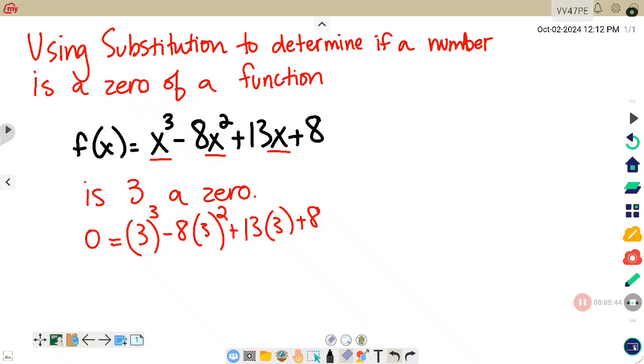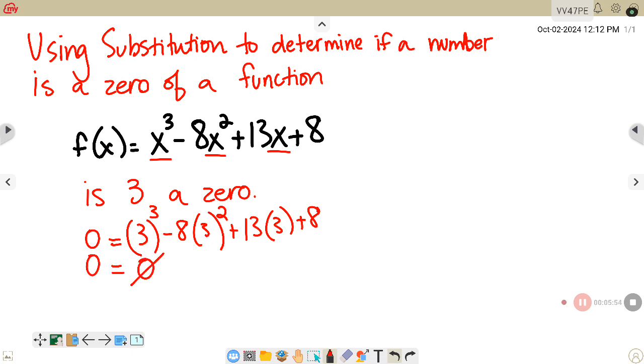To be a zero of the function, you'd have to have 0 equals 0, and since we did not get a 0 in our calculator, it is not a zero of the function.